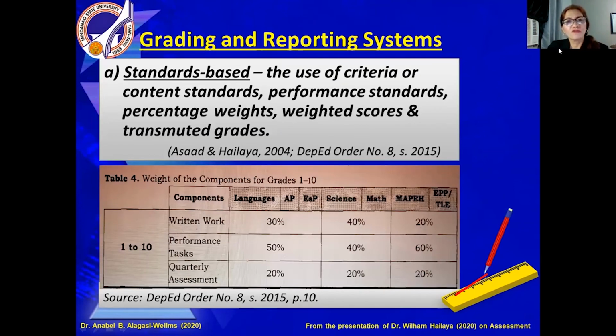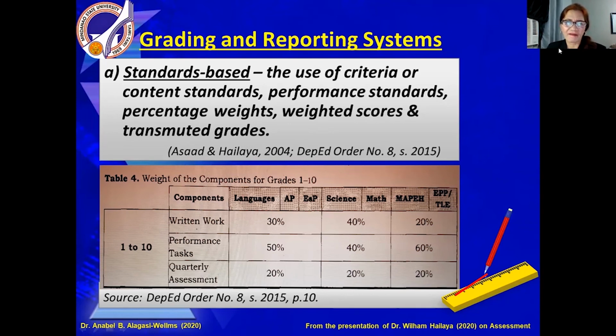Okay, so for the grading and reporting systems, we have the standards-based. We base this on the standard. I am not really sure what standard you are using in your respective schools, but we always have standards. Now, this is the use of criteria or content standards or performance standards, percentage weights, weighted scores, and transmuted grades. There is always a standard. Whatever is your standard, you either decide it or your school decides it.